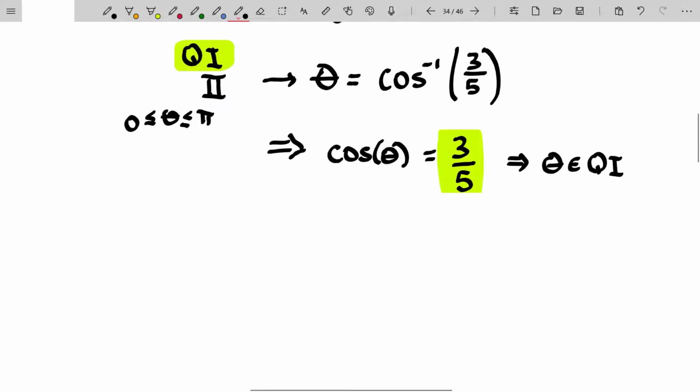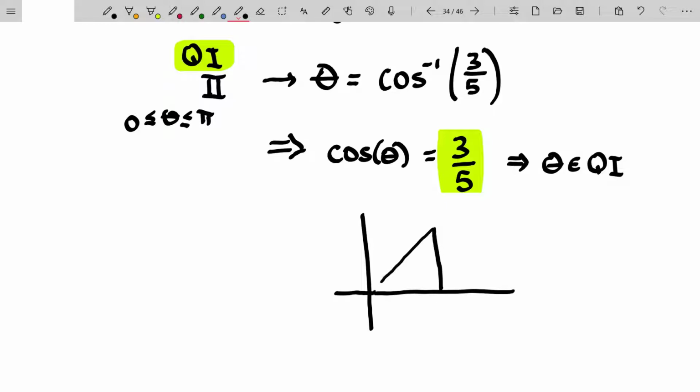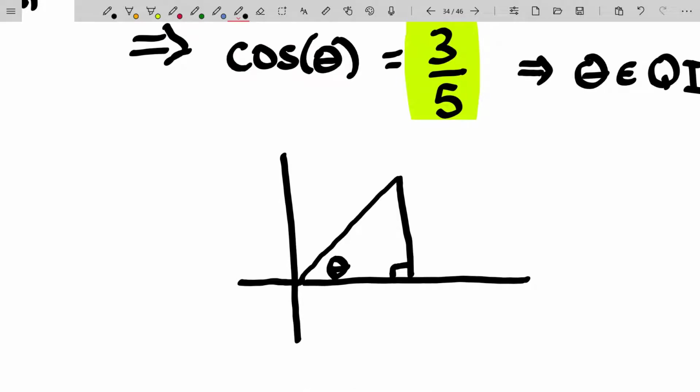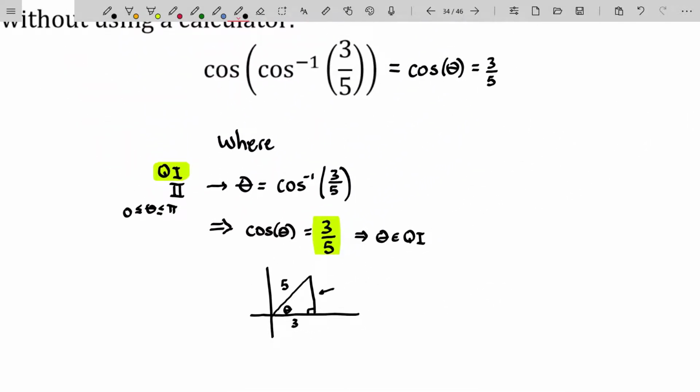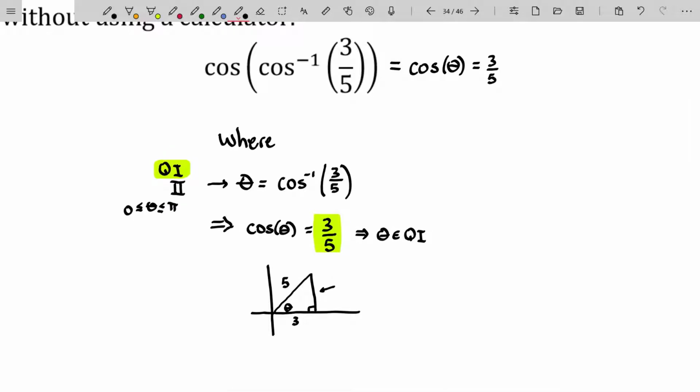And now all I'm going to do is draw a triangle with that angle theta in quadrant 1. It's a right triangle, by the way. The adjacent side to that angle is 3. The hypotenuse is 5. If we needed it, I could find that missing altitude, but we don't need it because the question really was asking, what is the cosine of theta? Well, the cosine of that theta is 3/5.